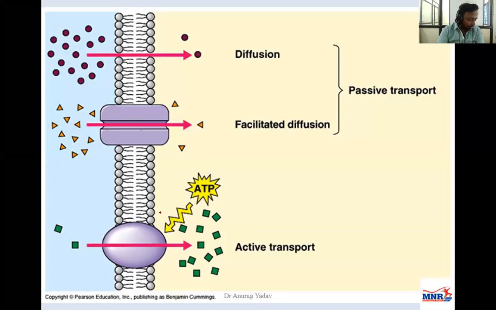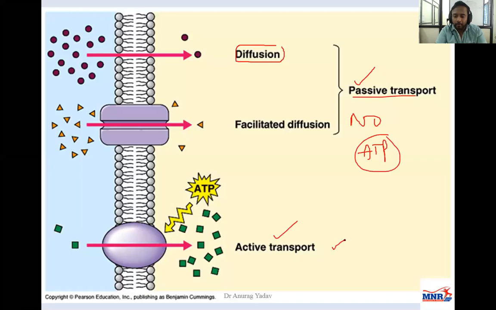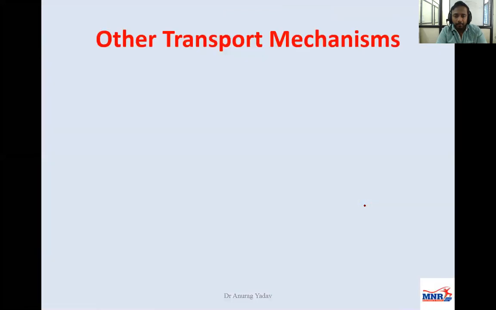So as I mentioned, these are the most common types: passive diffusion and active transport. Passive transport has no requirement of ATP. Okay, energy currency is not required. Whereas in active transport, we require the energy currency, adenosine triphosphate, or the ATP.